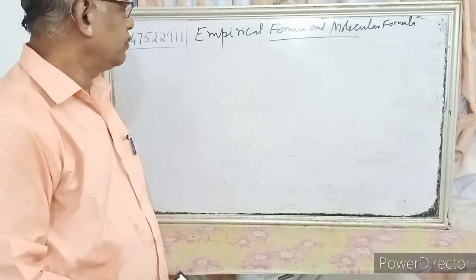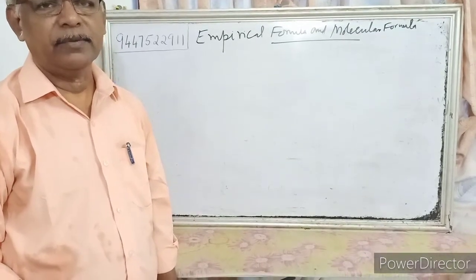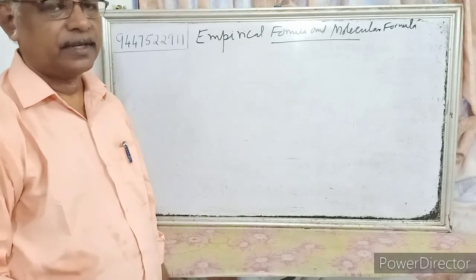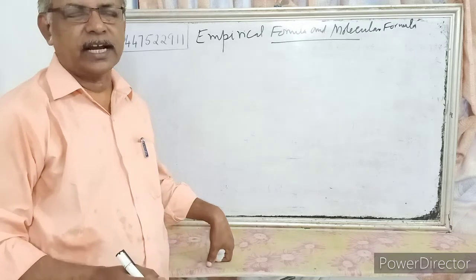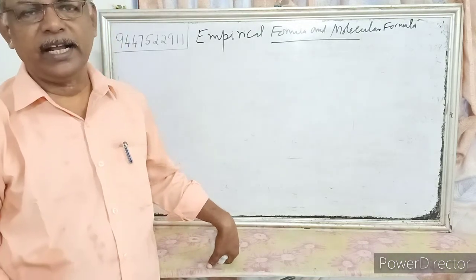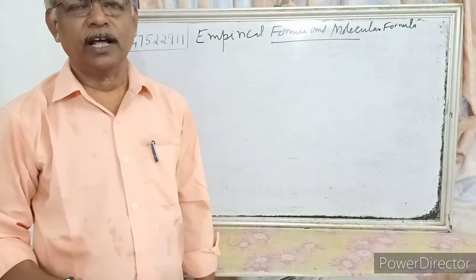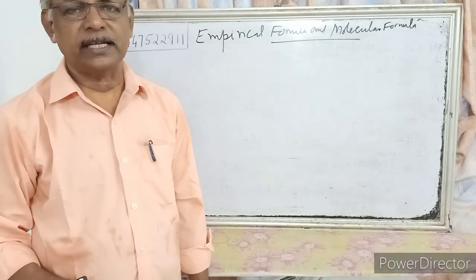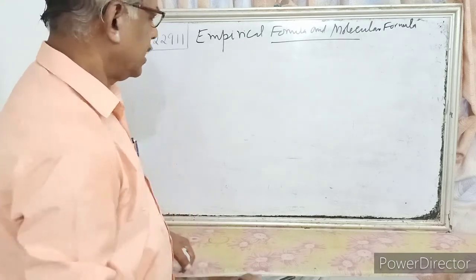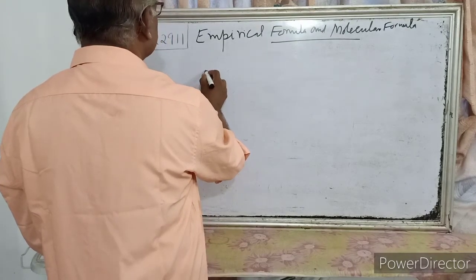So next we are going to study what is empirical formula and molecular formula. Empirical formula shows the ratio of the different atoms present in a molecule, and molecular formula shows the actual number of atoms present in a molecule. Example, the molecular formula of glucose.